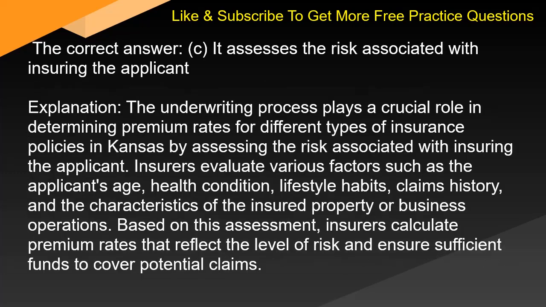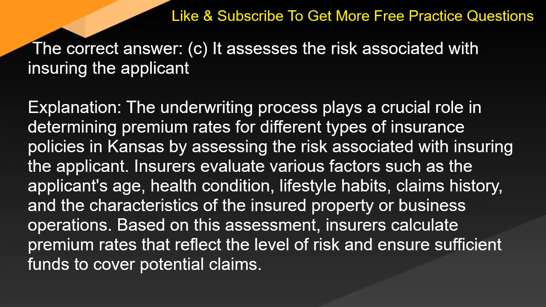The correct answer, C. It assesses the risk associated with insuring the applicant. Explanation. The underwriting process plays a crucial role in determining premium rates for different types of insurance policies in Kansas by assessing the risk associated with insuring the applicant. Insurers evaluate various factors such as the applicant's age, health condition, lifestyle habits, claims history, and the characteristics of the insured property or business operations. Based on this assessment, insurers calculate premium rates that reflect the level of risk and ensure sufficient funds to cover potential claims.